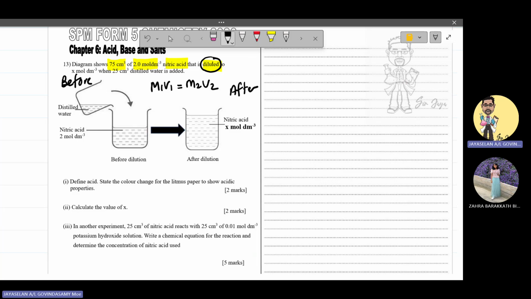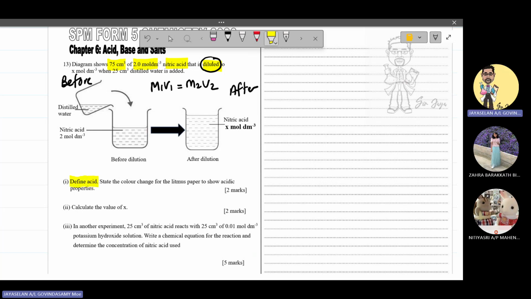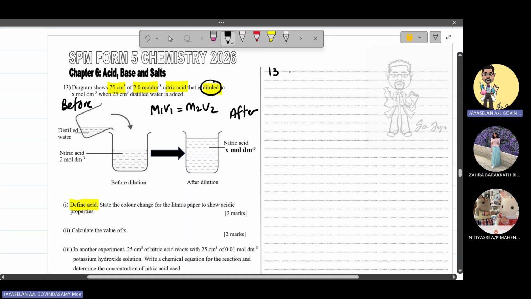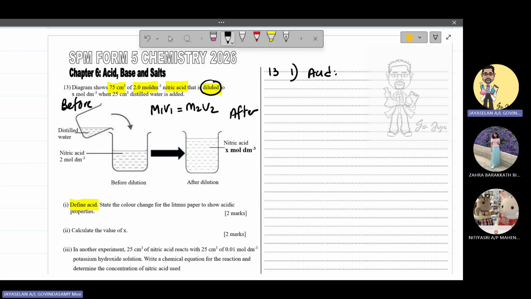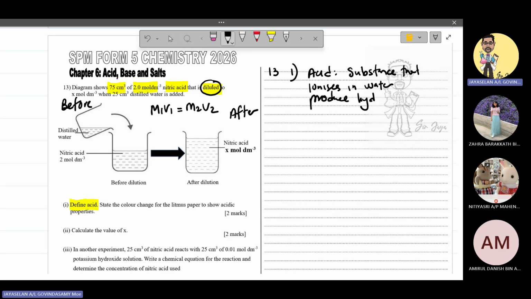Okay, and look at the requirement of the question. They want you to define the acid. How to define the acid? So you put here 1(a). Number one, they want the definition for acid. Acid is a substance that ionizes in water and produces hydrogen ion. Very simple. You take your 1 mark.